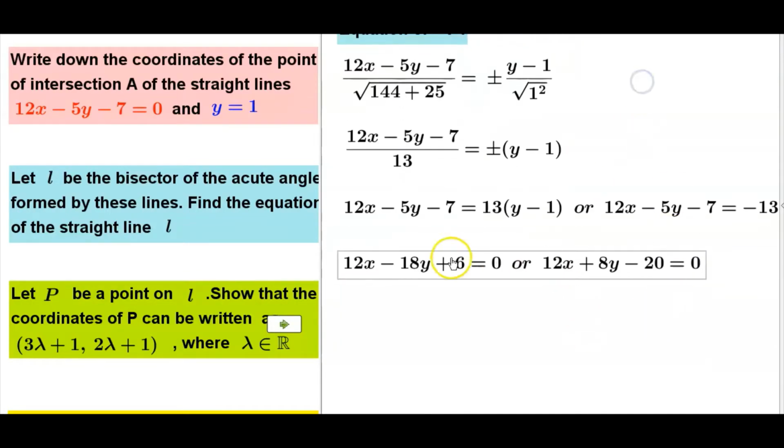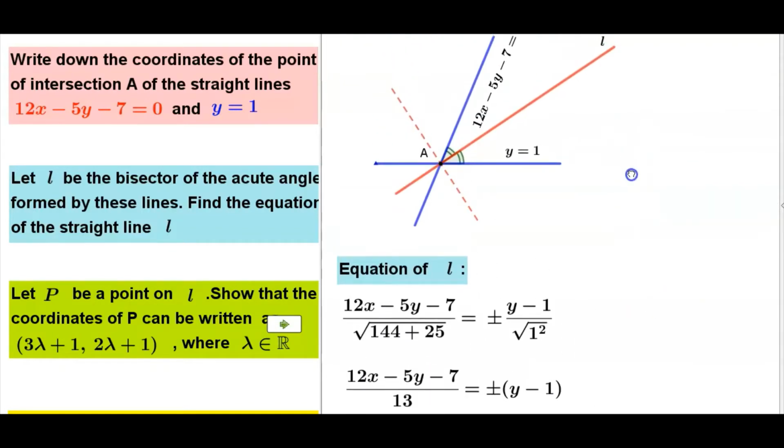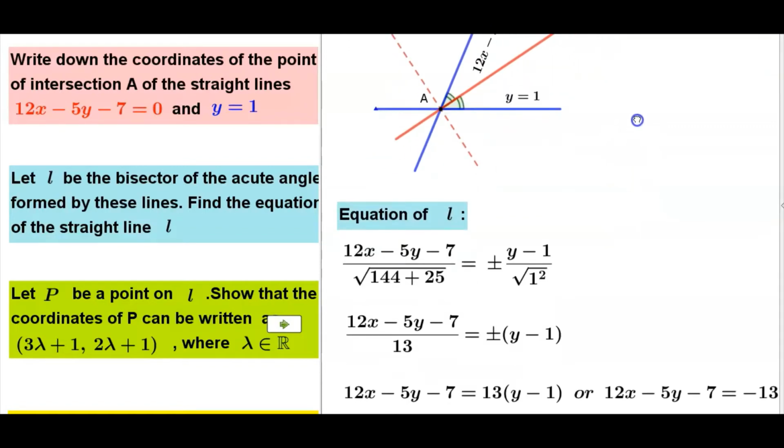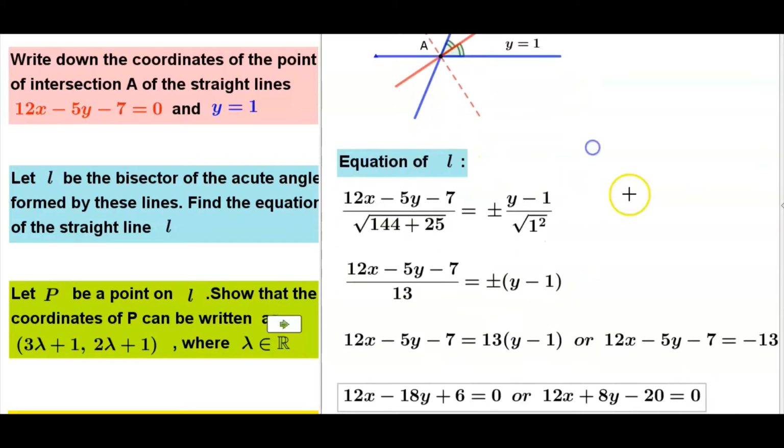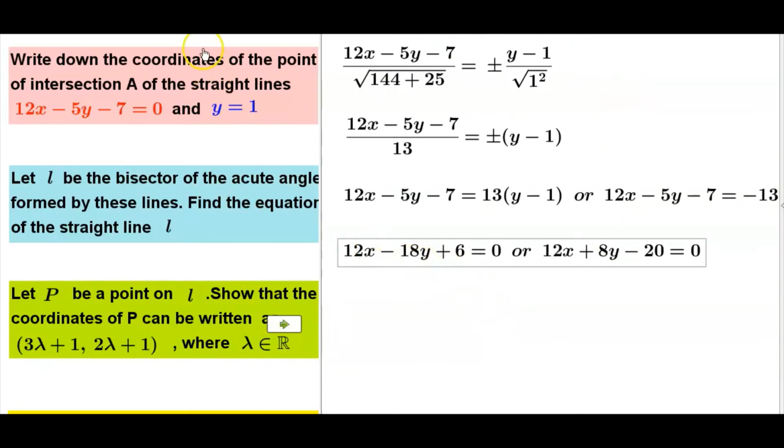So, in these two lines, we want to find the acute angle bisector. How to find this? If we consider one for the acute angle bisector, the angle between that line and y equals 1 must be an acute angle, definitely less than 45 degrees. Therefore, now we want to consider the angle between these two lines.